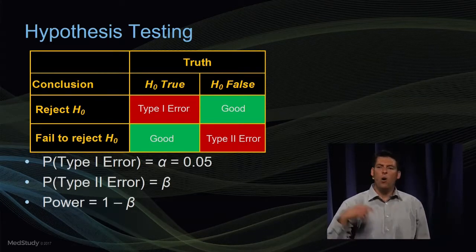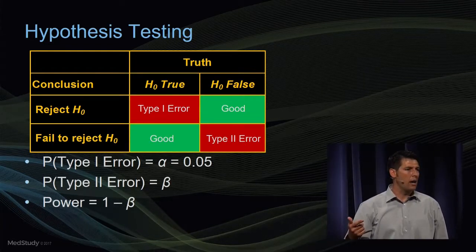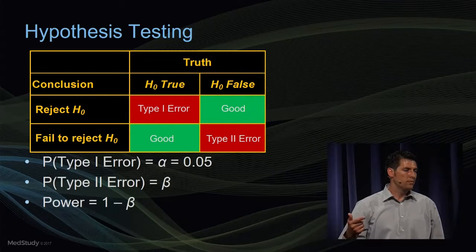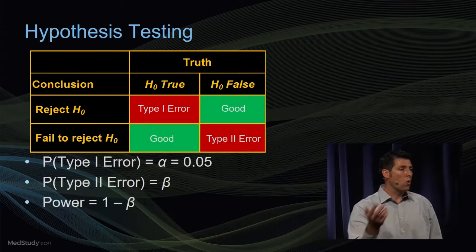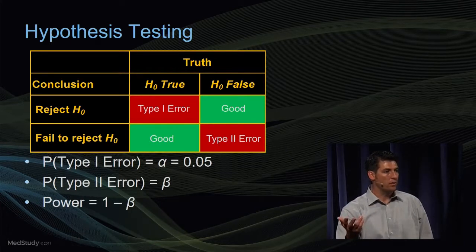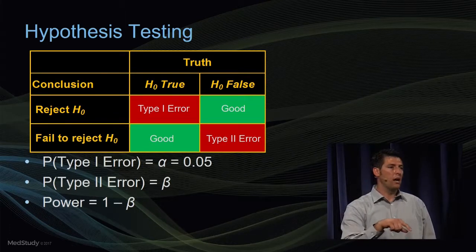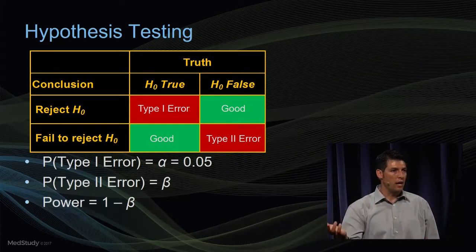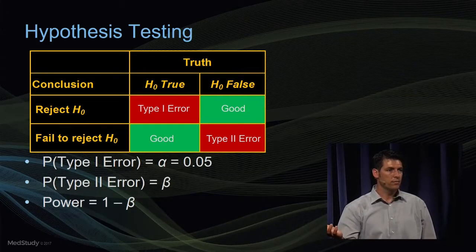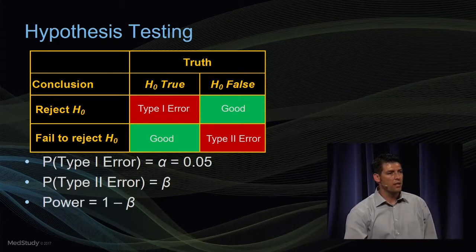So, we only make a type 1 error when we reject the null hypothesis. Now, we're either making the right decision or it's possible that we're making a type 1 error. Likewise, when we fail to reject the null hypothesis, we're either making the right decision or we're making a type 2 error. So those are the overall concepts that I think are important takeaways from this slide.